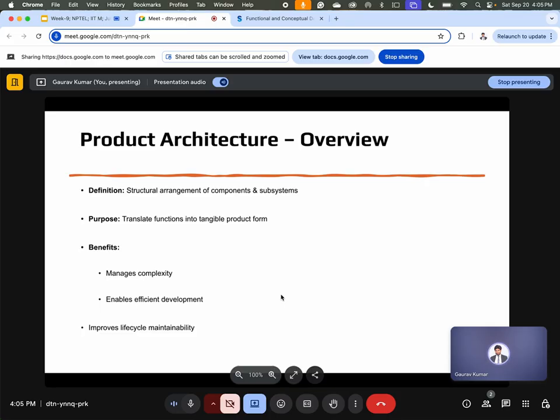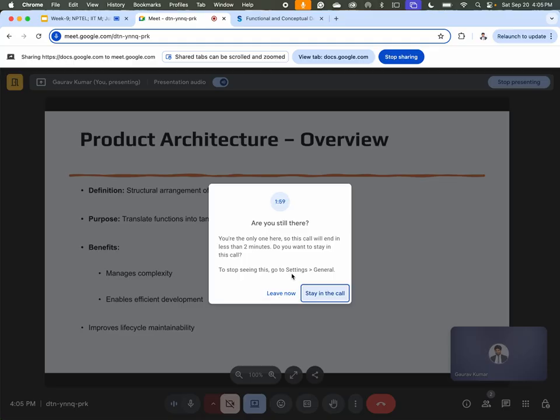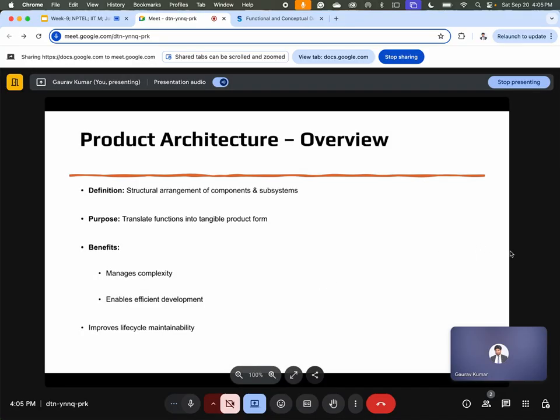The purpose of architecture is to systematically convert a list of functions into a set of physical design elements. By establishing this organized structure, engineers are able to address user needs effectively while also considering manufacturability, reliability, and sustainability.